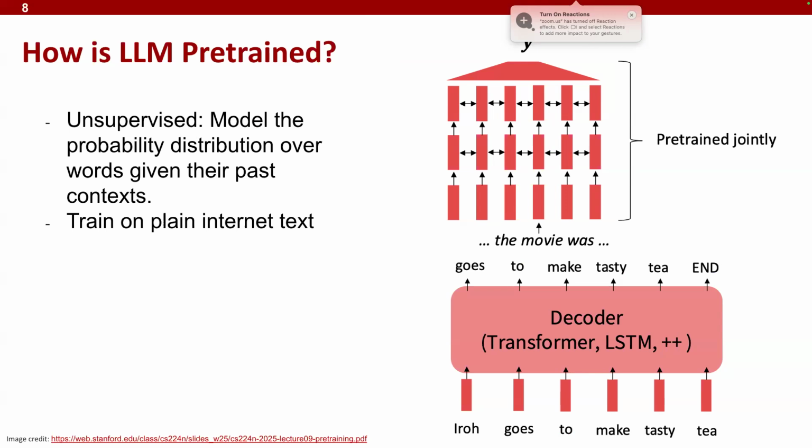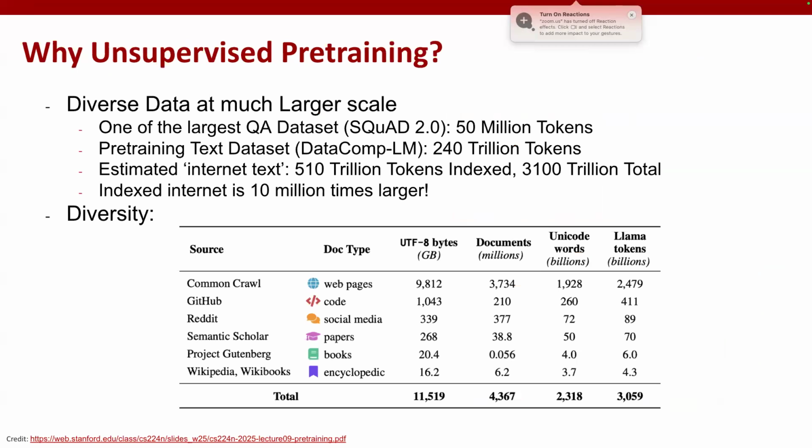Suppose you have an input document. You split the input document into overlapping windows, feed the input into the model, and ask the model to predict the next token. So it's basically next token prediction on the scale of the whole internet text. That's a pretty simple idea, right? But why are LLMs so successful?